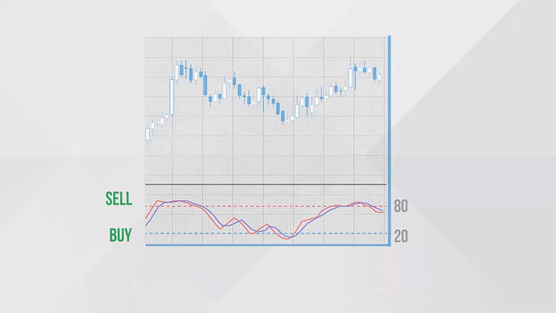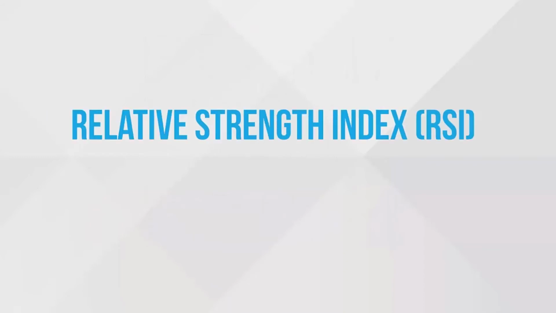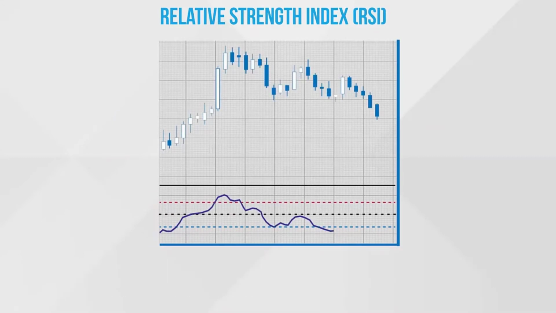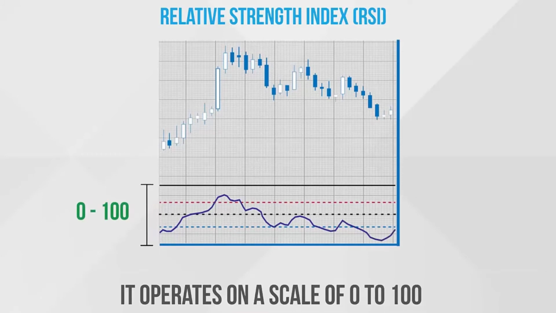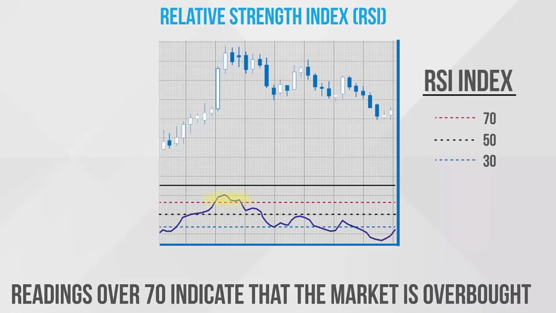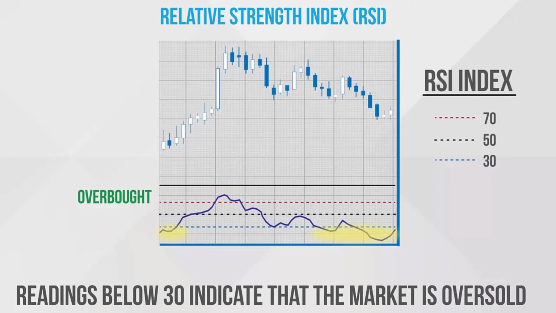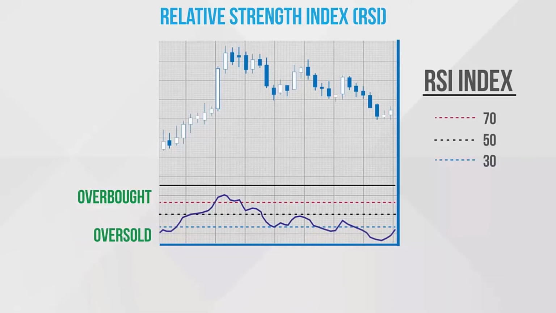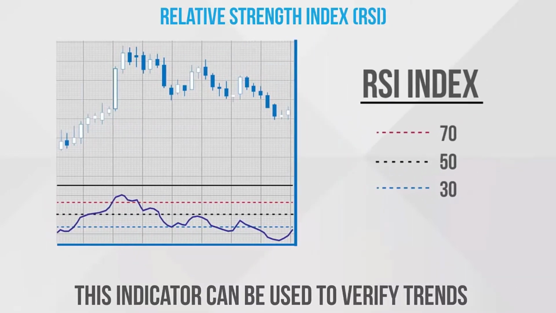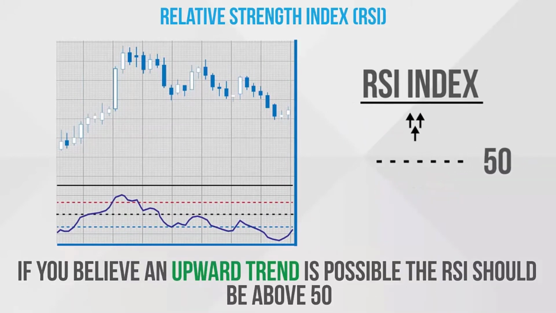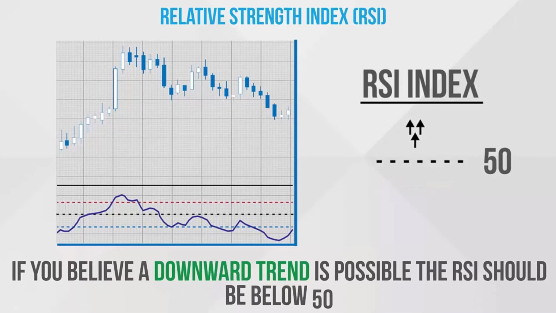Relative Strength Index. Relative Strength Index is another indicator that helps traders identify currencies that are oversold or overbought. It operates on a scale of 0 to 100. Readings over 70 indicate that the market is overbought. Readings below 30 indicate that the market is oversold. This indicator can be used to verify trends. If you believe an upward trend is possible, the RSI should be above 50. If you believe a downward trend is possible, the RSI should be below 50.